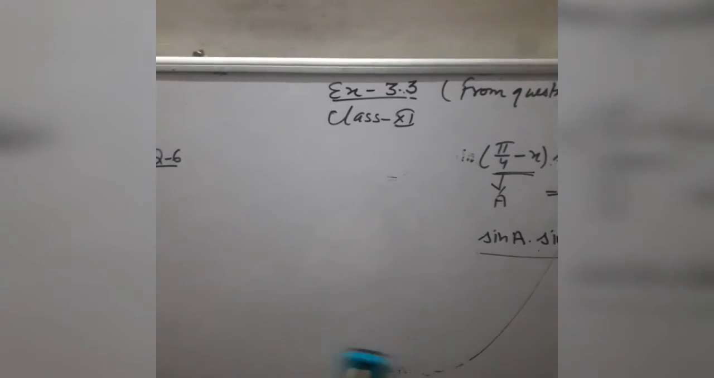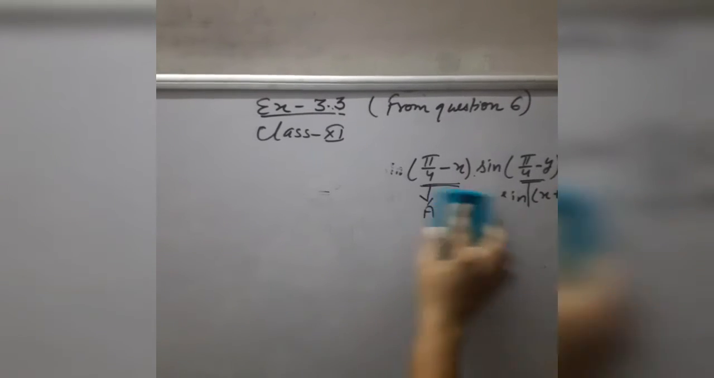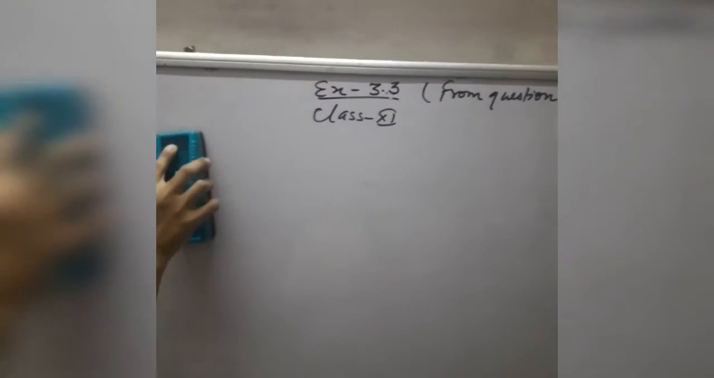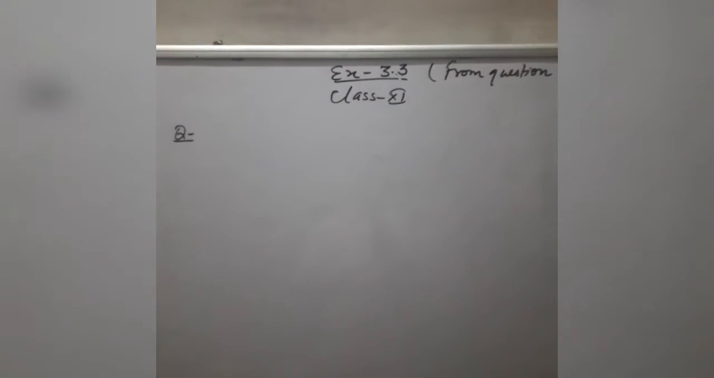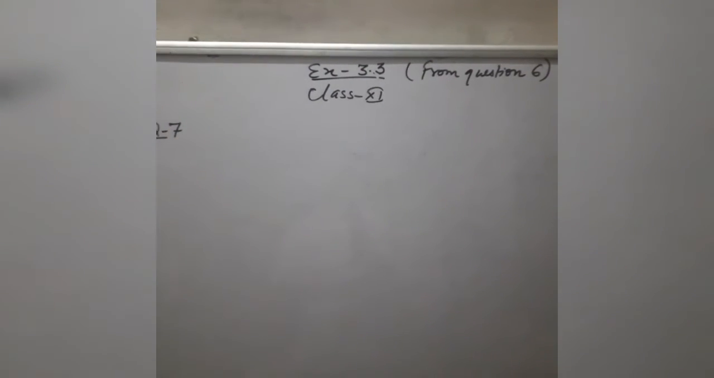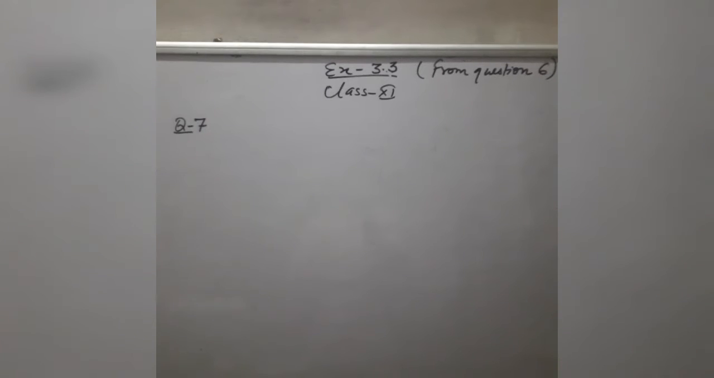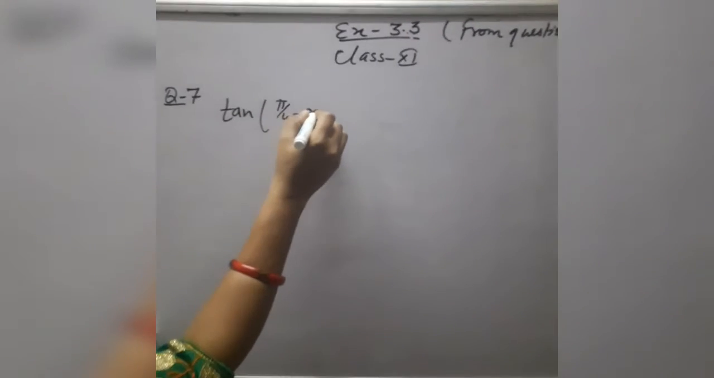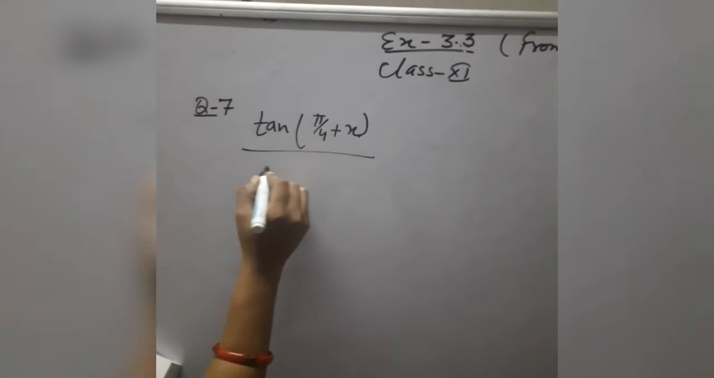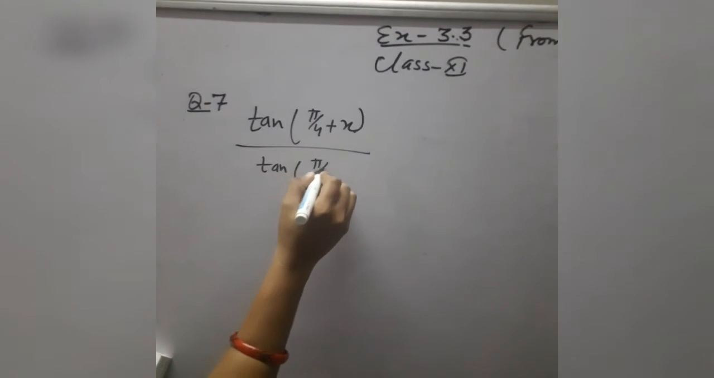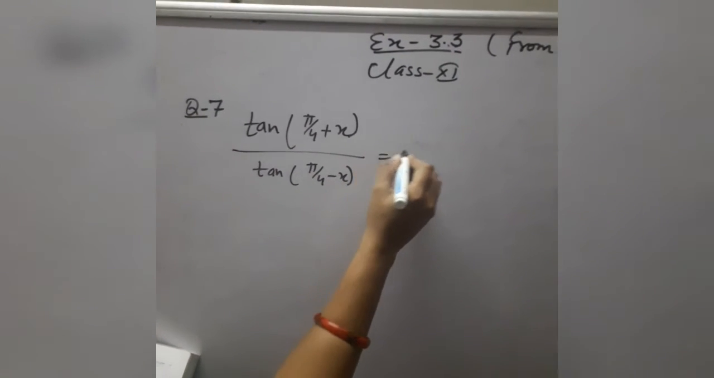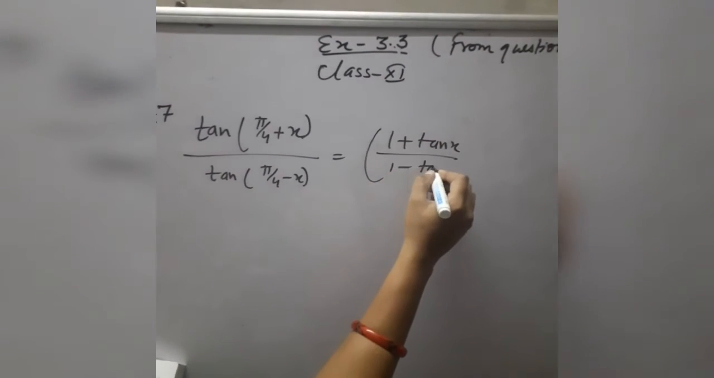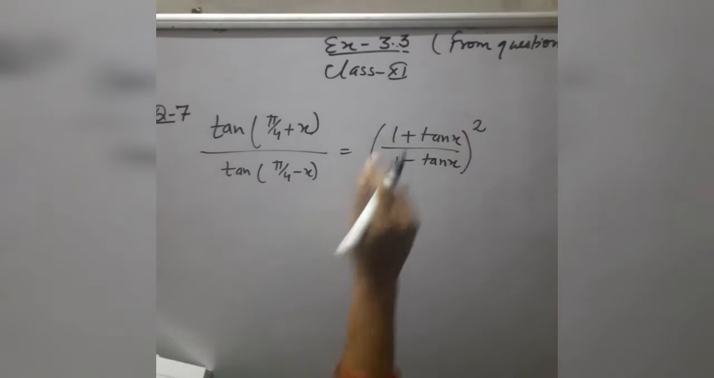If all of you have learned the formulas, then very easily you can complete this exercise. But formulas are a must. Learn all these formulas if you have not learned them. After that you can do all these sums very easily. In question number 7, tan(pi/4 - x) plus... divided by tan(pi/4 - x), prove that this is equivalent to ((1 + tan x)/(1 - tan x)) whole square.